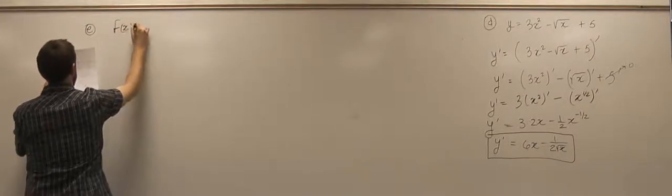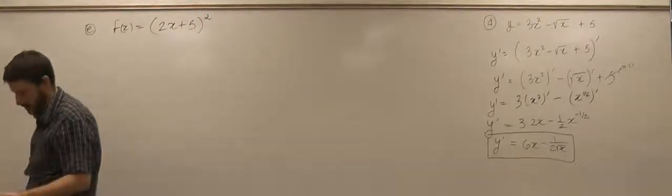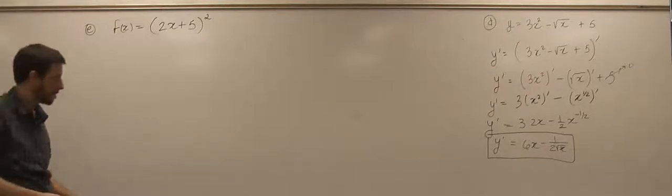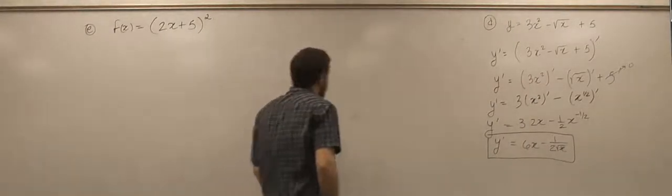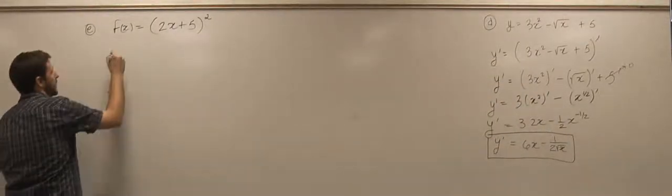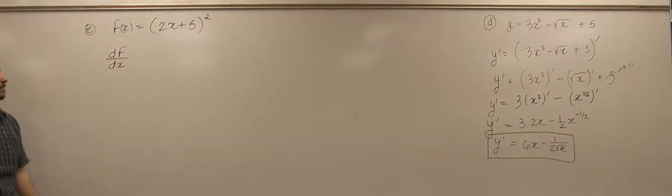F of x equals 2x plus 5 quantity squared. I want to find the derivative, which I'm going to call df dx, just to remind you of that notation. 4x? Is that what you said? Oh no, I don't think so.